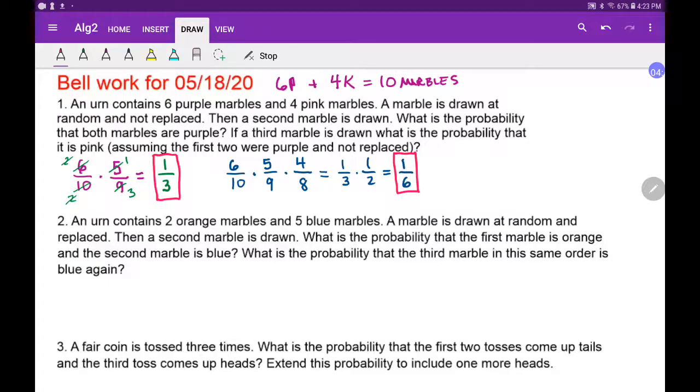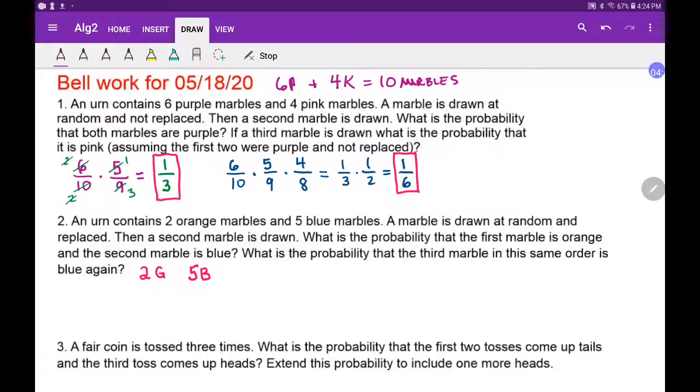So an urn contains 2 orange marbles. I don't like the O because it looks like a 0, so I'll say 2G for orange. There's a G in there. And 5 blue. I can say B. That looks normal. A marble is drawn at random and replaced. Oh, so I put it back. Okay, I put it back in the urn.